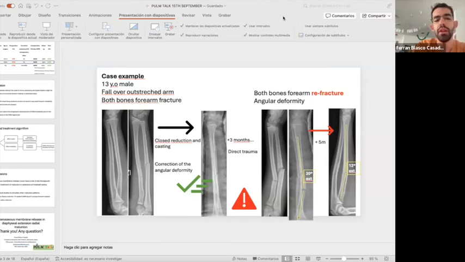How much length of membrane is released? To make it simple and easily reproducible, we released the whole membrane. We only left the distal radioulnar joint and the proximal. We went for the whole interosseous membrane. That's a reasonable question, and it could make sense in the future, depending on the location of the deformity. Maybe you don't need to go for the whole interosseous membrane release.